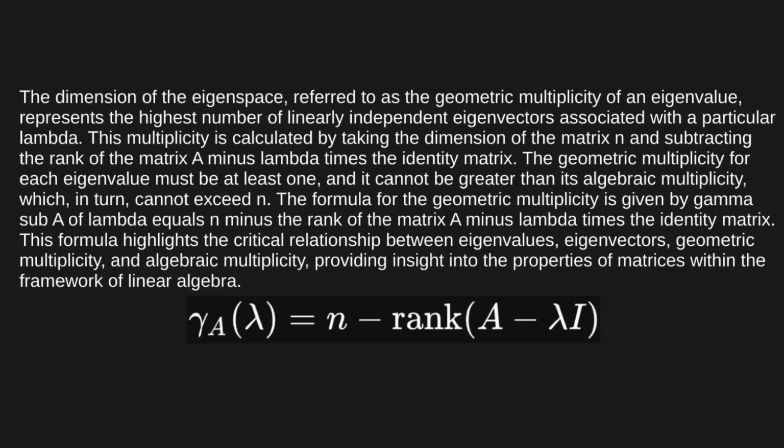This multiplicity is calculated by taking the dimension of the matrix n and subtracting the rank of the matrix A minus lambda times the identity matrix. The geometric multiplicity for each eigenvalue must be at least 1, and it cannot be greater than its algebraic multiplicity, which in turn cannot exceed n. The formula for the geometric multiplicity is given by gamma sub A of lambda equals n minus the rank of the matrix A minus lambda times the identity matrix. This formula highlights the critical relationship between eigenvalues, eigenvectors, geometric multiplicity, and algebraic multiplicity, providing insight into the properties of matrices within the framework of linear algebra.